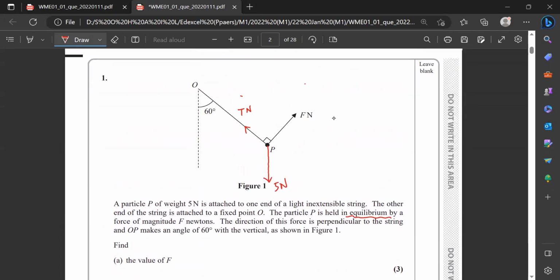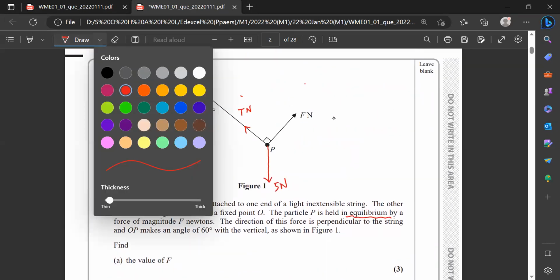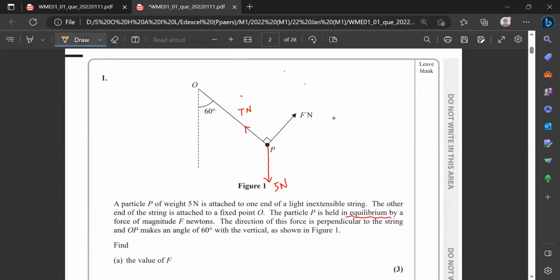For the Lami's theorem, we need to know the angle between different forces. For two of the forces, F and T, the angle is given as 90 degrees, but the other two angles are not mentioned there. So you can use basic mathematics. We have a right angle triangle. For this right angle triangle on the left hand side, one angle is 90, another is 60. So this angle is 30 degrees.